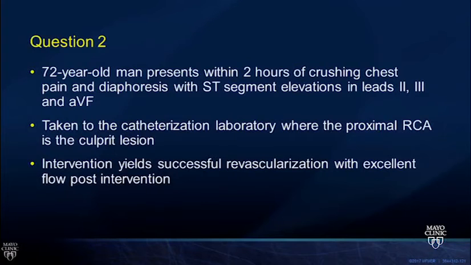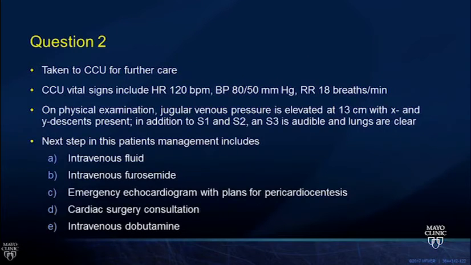72-year-old man presents with 2 hours of crushing chest pain, inferior STEMI, has an RCA revascularization, taken to the CCU, heart rate 120, blood pressure 80. His venous pressure is elevated with X and Y descents. A third heart sound is audible, lungs are clear, and the next step in management is IV fluids, IV furosemide, emergency echo with a needle, cardiac surgery consultation, or IV dobutamine.